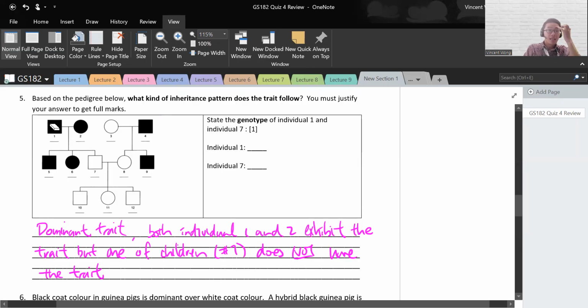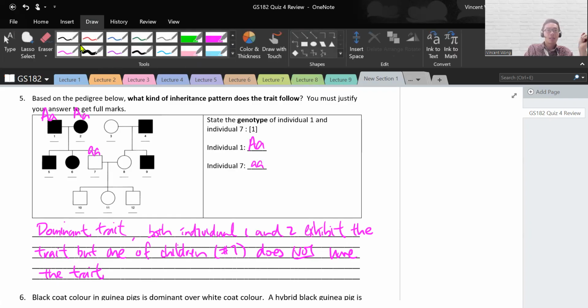Which means the person is going to be big A, small a. Okay, we know they're not big A, big A because otherwise, again, the whole family would have it, right? The fact that they have one son that does not have the trait means they must be heterozygous. So individual number 1 must be big A, small a, and individual number 7 must be small a, small a.